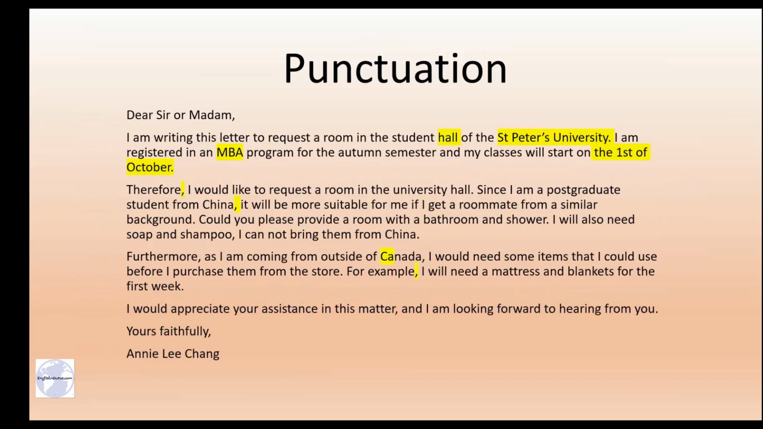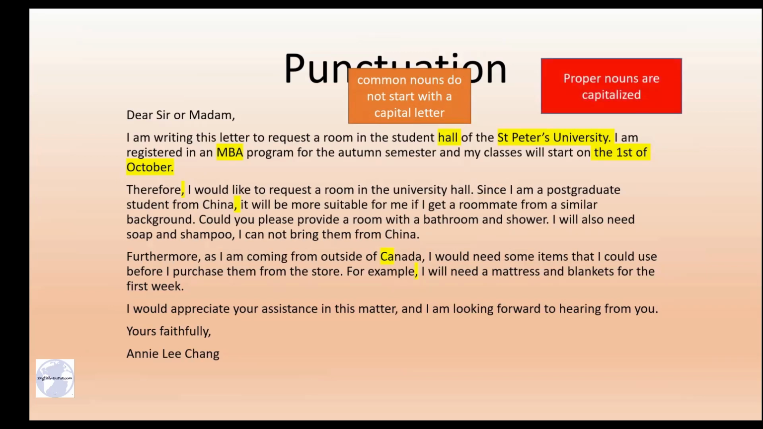Firstly, the word hall was capitalized, and that cannot be capitalized. This is a common noun, and all common nouns start with a small letter. However, St. Peter's University is a proper noun, and the name of all universities or companies, countries, capitals are all capitalized. The same with the acronym MBA. All acronyms are capitalized. Now, regarding dates, instead of saying 1 October, you should say it correctly. You should say the 1st of October or October 1st. It's the American way.